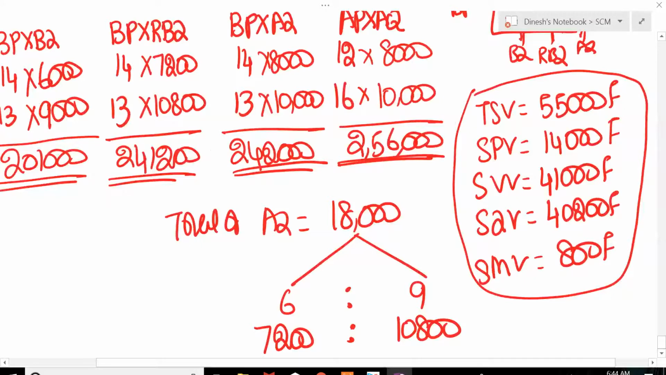If you get a positive answer, it's favorable. Negative answer, it's adverse. Or swap the formula, whatever way you are comfortable with. Now go to that leftover space.